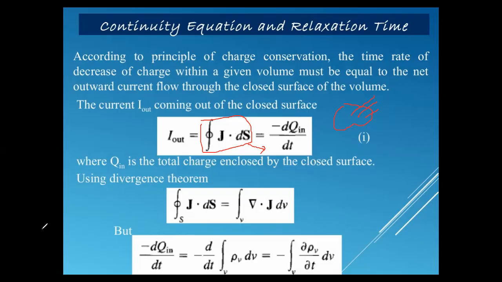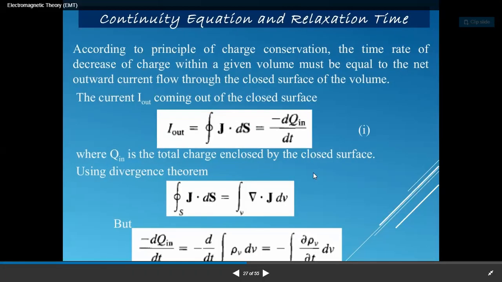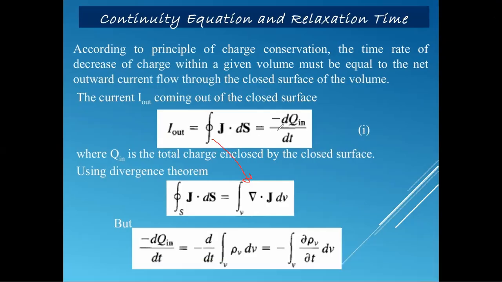So this is what is written here. Applying the Gauss divergence theorem, the surface integral of J dot dS is the volume integral of del dot J dV, right? Yes, sir. So now you see, this equation, the integral of del dot J dV, is equal to minus d by dt of q in, because instead of this, I'm writing this. So now this is equal to this.